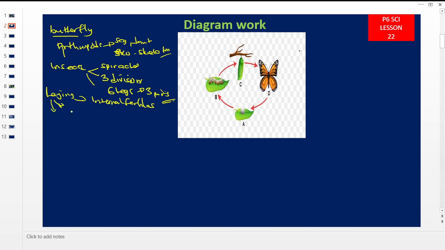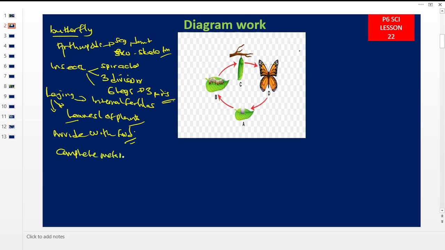Where do they lay their eggs? They lay their eggs on leaves of those plants. Why do you think? They lay on these leaves in order to provide their larva stage with the food. So to provide their larva stage with what? With food. And this butterfly undergoes what you call a complete metamorphosis.